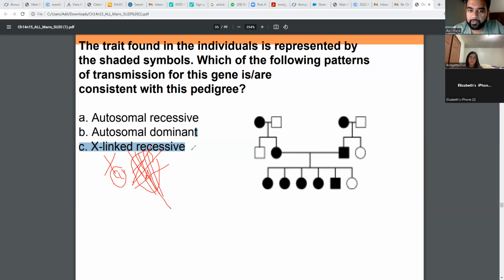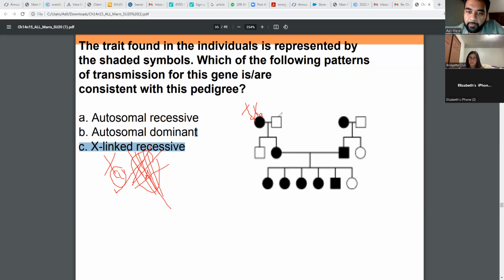Okay? So this is a female. Females have 1 X or 2 X's? 2. Okay, X, X. Now, if it's X-linked recessive, we said only little a can show up, right? So this person has to be X little a, X little a. Does that make sense? Yeah.